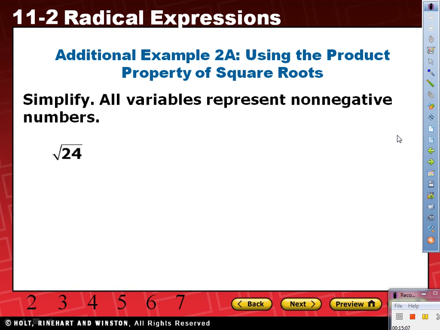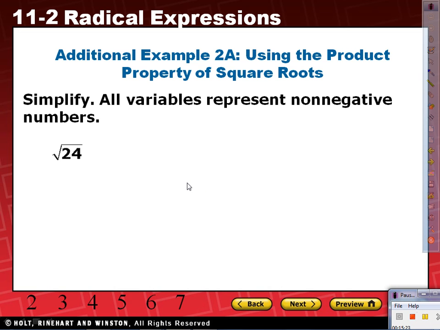Copy this down, please. Copy it, and then I'll go ahead and do this one first, and then I'll give you some practice ones. Example 2a says, simplify. All variables represent non-negative numbers. Square root of 24. Copy that, and then I'll go over it.